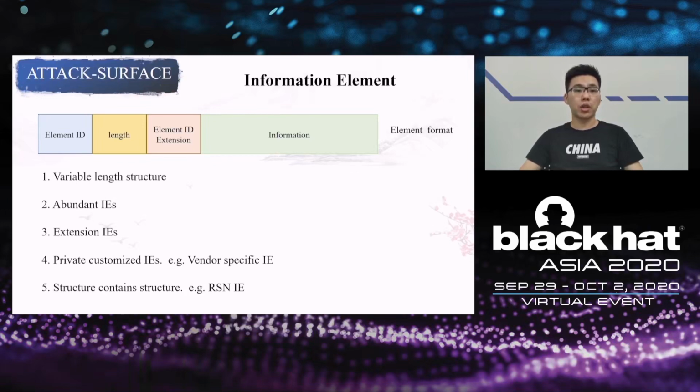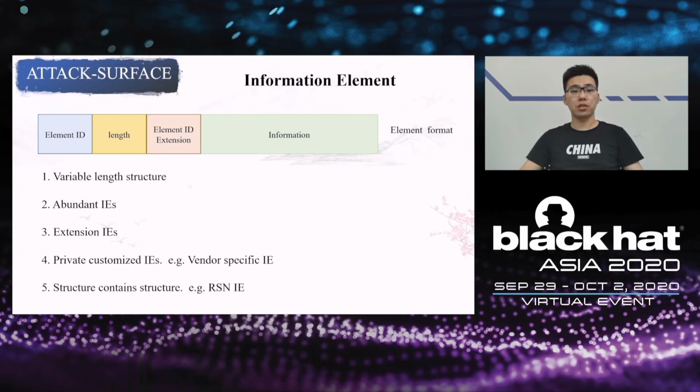More complication means more danger. However, in the process of a station accessing an access point, there are only 3 message interchanges. What is the complexity of such a simple process? The complexity lies in the information elements. First, a variable length structure.